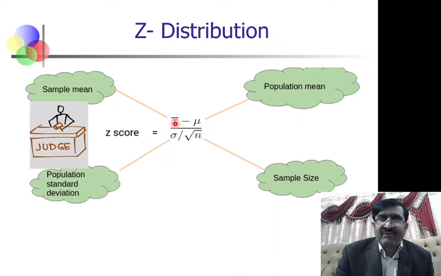In the z distribution, you can see what is involved. The average value is involved. It involves the mean of the population. Both of these are means actually. One is coming from the sample, another from the population, and then the standard deviation of the population, and then the total sample size. These distributions will give us a graph, and this graph will decide whether H0 is correct or we have to take the alternate hypothesis.